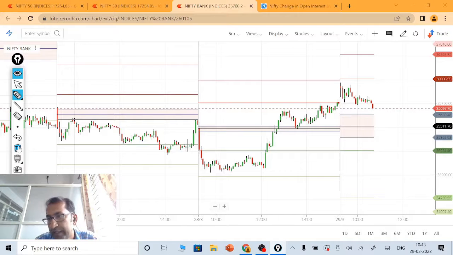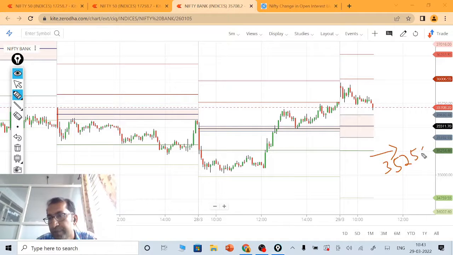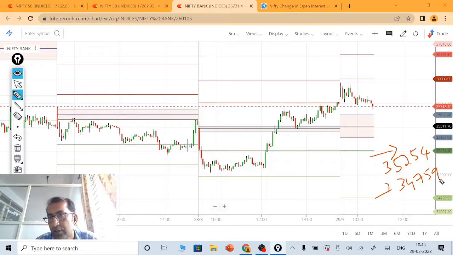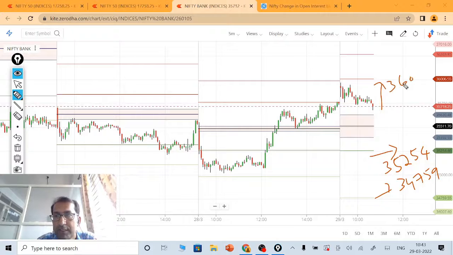The market has got very strong support at around 35,254, and the next support is around 34,759. So the best strategy is to buy on all falls. It's ideal that you wait for the market to test 35,500, and there you can buy, and wait for a target of 36,000. That is a better strategy. So that is the Bank Nifty chart for today.